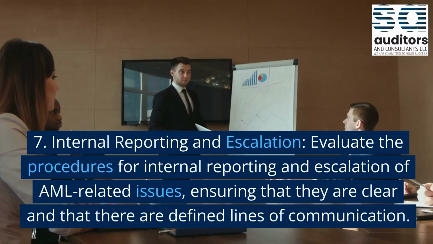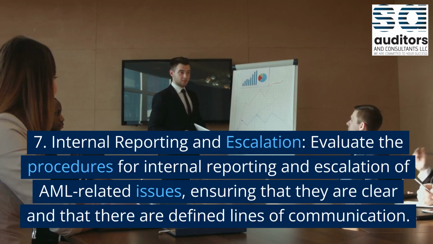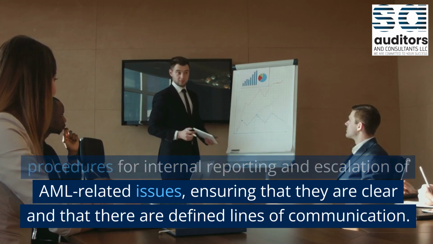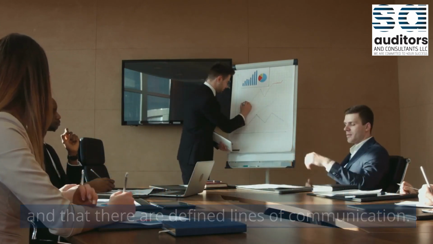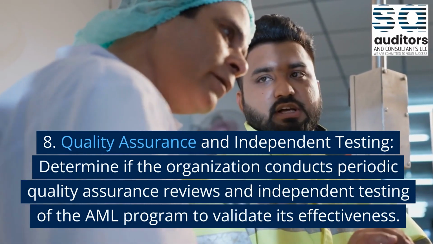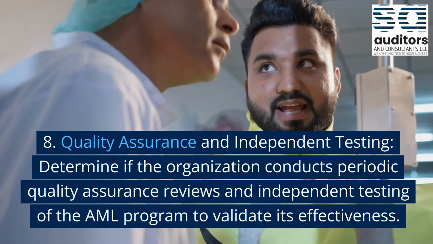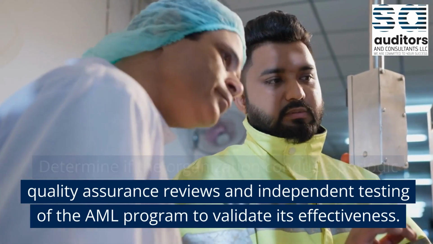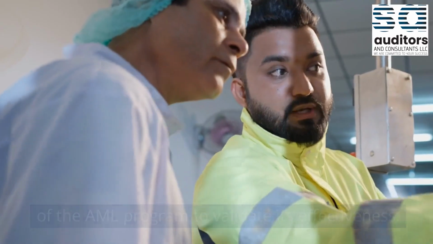7. Internal Reporting and Escalation. Evaluate the procedures for internal reporting and escalation of AML-related issues, ensuring that they are clear and that there are defined lines of communication. 8. Quality Assurance and Independent Testing. Determine if the organization conducts periodic quality assurance reviews and independent testing of the AML program to validate its effectiveness.